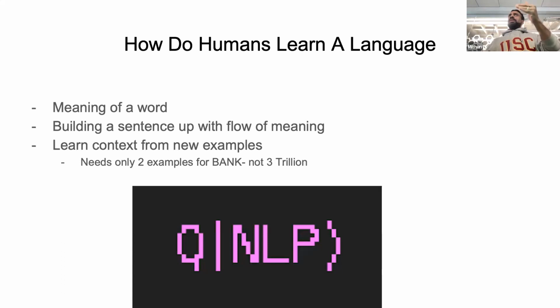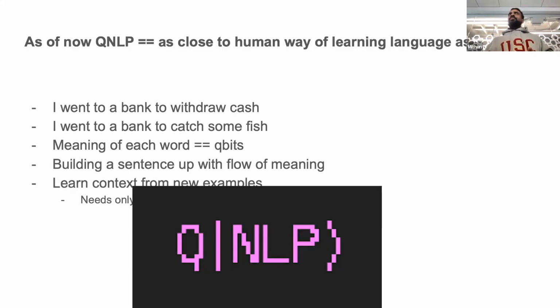If you really want to know about Alice and Bob, or Alice as a person, you really need only, let's say, 100 examples about the personality of Alice, and you can ask a question about Alice. Same thing as bank, right? I went to a bank to withdraw cash. I went to a bank to catch some fish. So you're slowly developing the meaning of bank based on the examples, not bank based on the words around it.